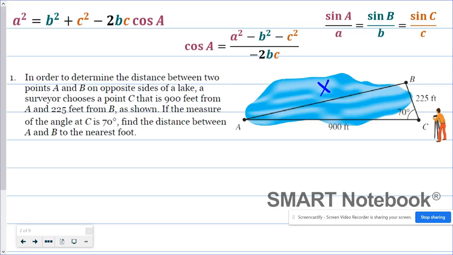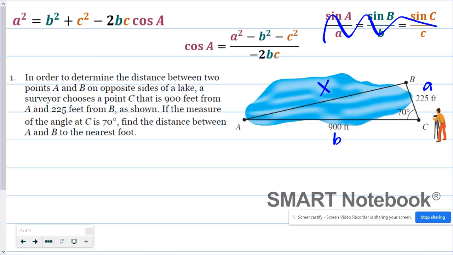Do we have the buddy system? That's correct. We do not have the buddy system. I don't know angle A, however, I do know side A. I don't know angle B, however, I do know side B. And I know the measure of angle C, but I don't know the measure of side C, which is what we're trying to find. So I don't have the ability to use the law of sines. It's just not going to work out here.